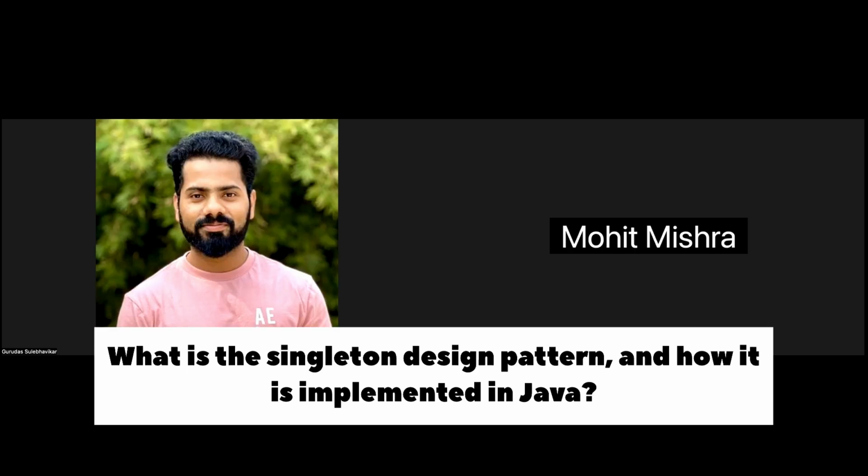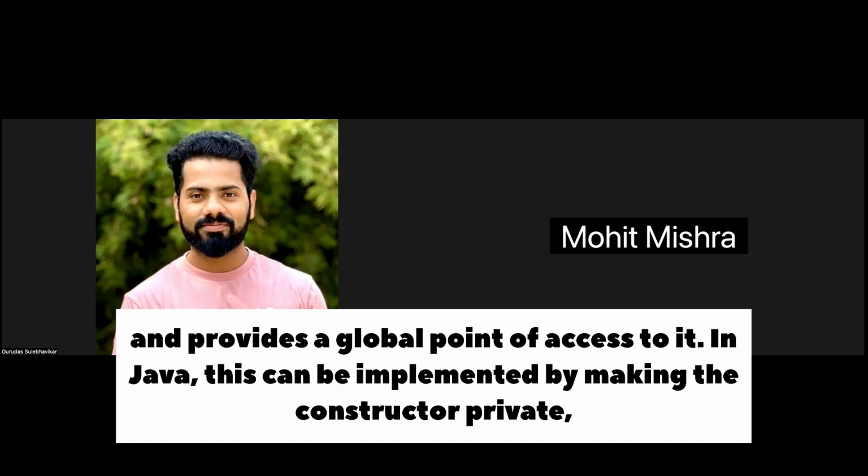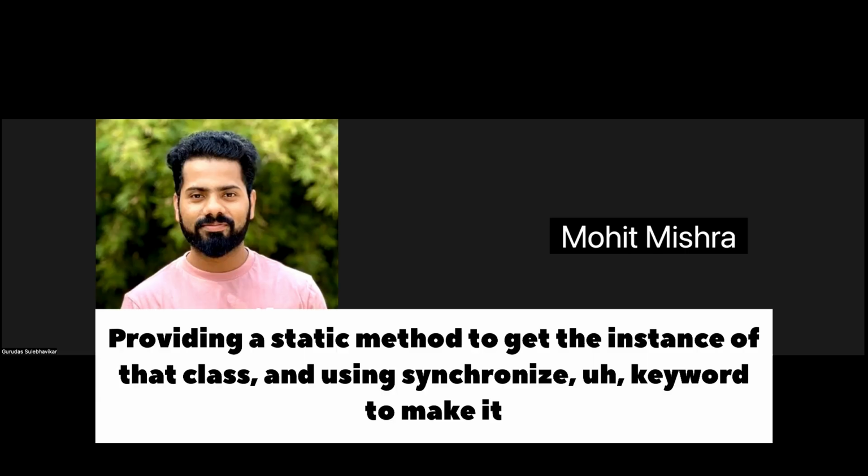What is the singleton design pattern and how is it implemented in Java? The singleton design pattern ensures that a class has only one instance and provides a global point of access to it. In Java, this can be implemented by making the constructor private, providing a static method to get the instance of that class, and using the synchronized keyword to make it thread safe.